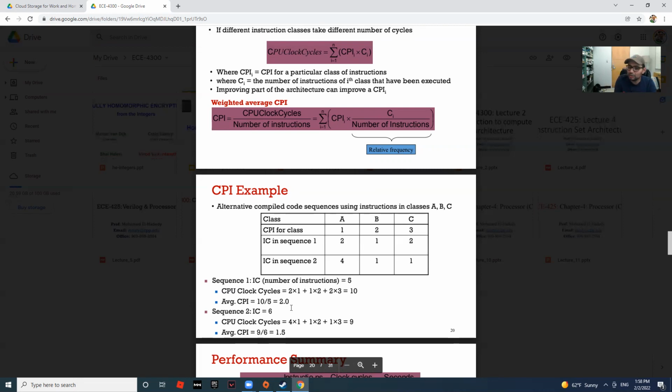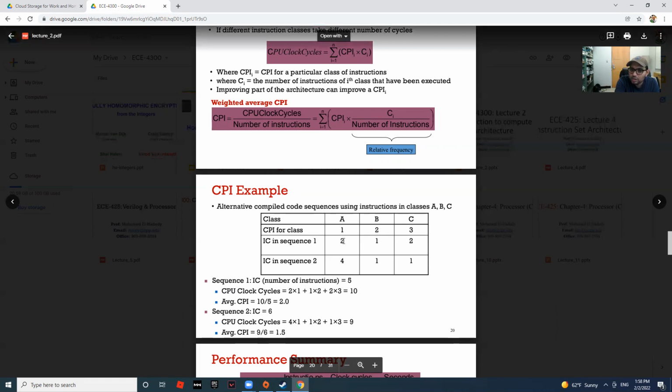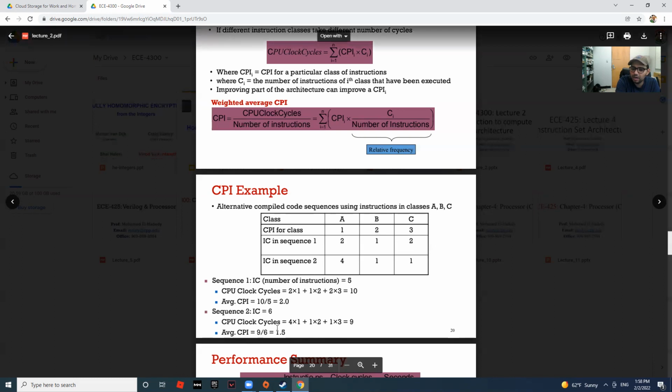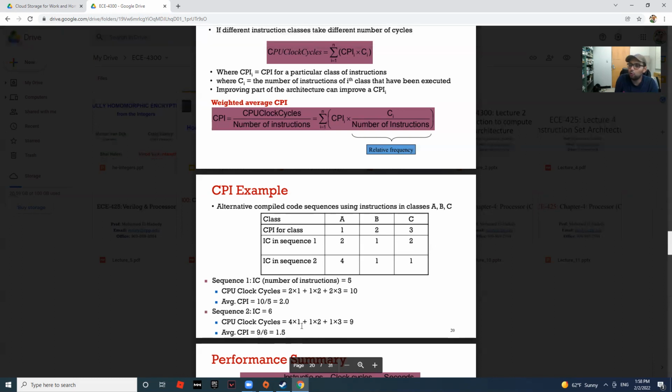In sequence 2, we're going to do the same practice. So it's 4 times 1, 1 times 2, 1 times 3. Sum them together, it is 9. So the CPI in this case is going to be 9 over the total 6, which is 1.5. Does it make sense to everybody? Yes. Feel free to stop me in the middle if something is not clear. I know it's easy now, but later on when the course gets into deep details, we might have some complicated stuff.